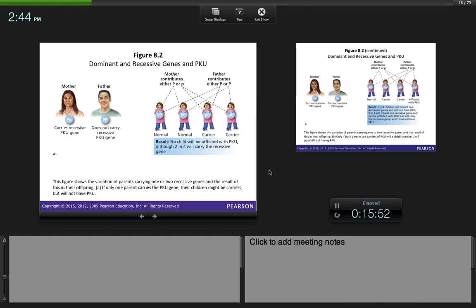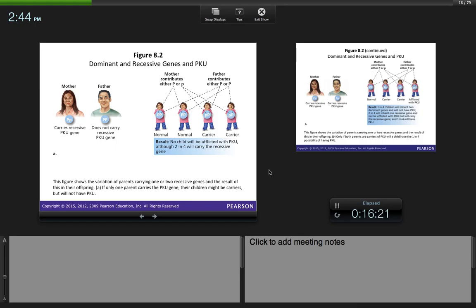PKU is an inherited issue here. Okay, PKU is a disease where there's a buildup of amino acids in somebody's body. They don't break them down, and it can lead to cognitive impairment. Right? And it's genetically based. So here we have mom, who carries the recessive PKU gene. Let's say that it is the small one, right? Dad does not carry any gene here. He does not carry a recessive PKU gene.